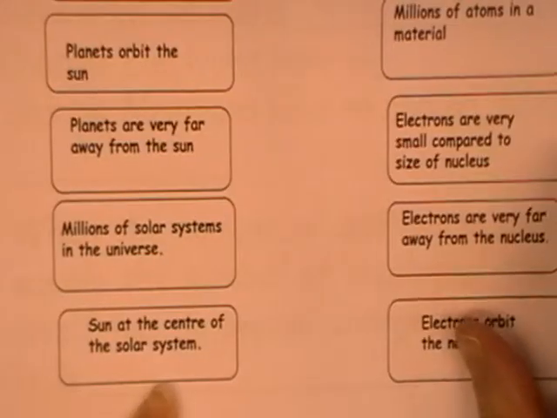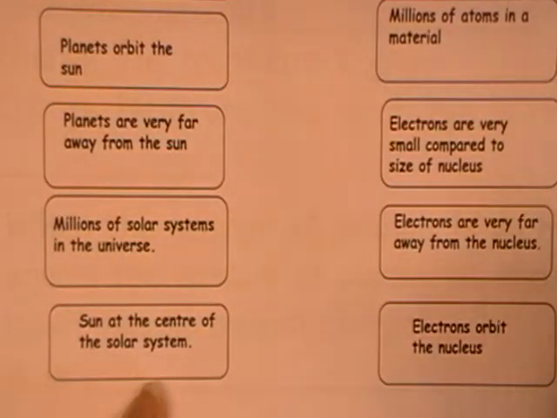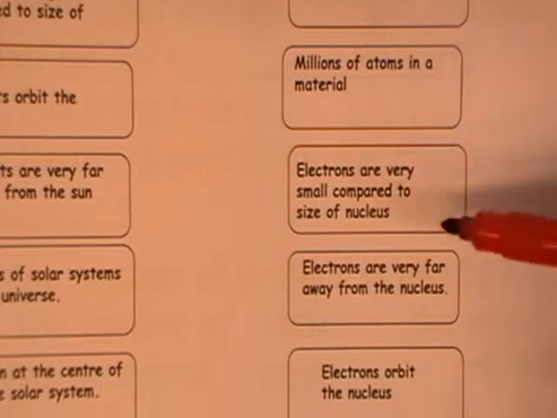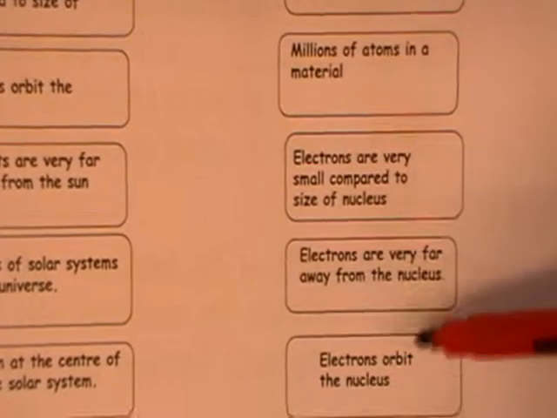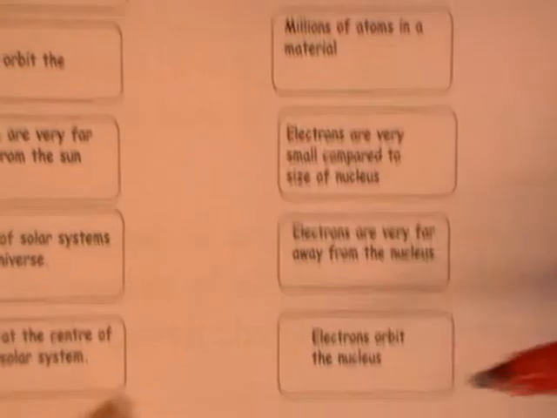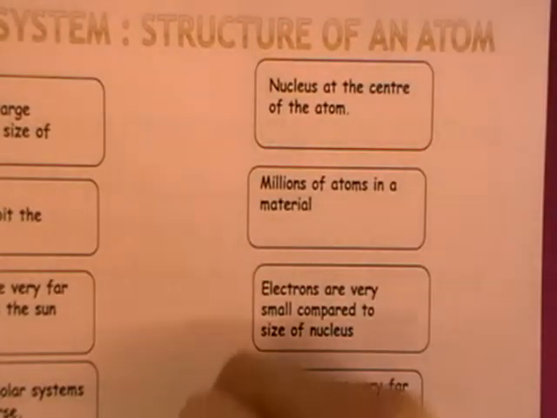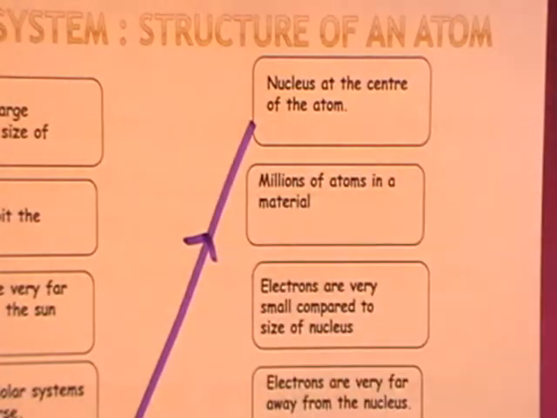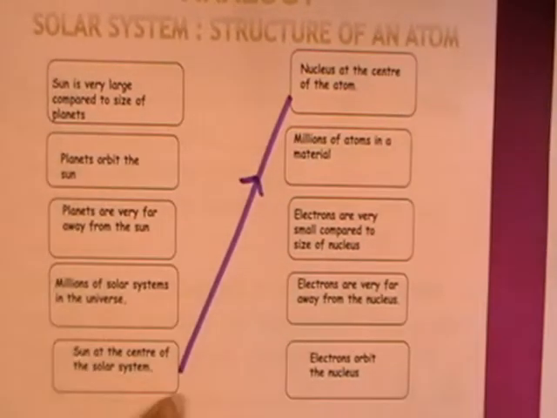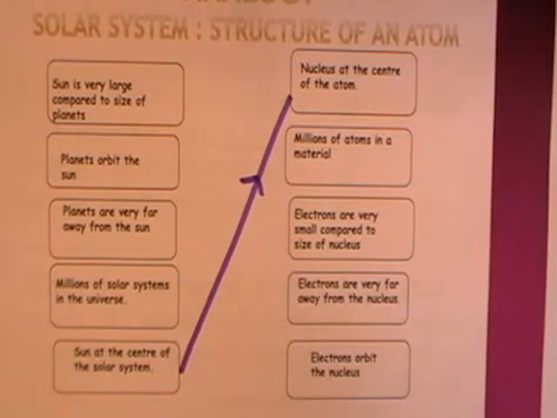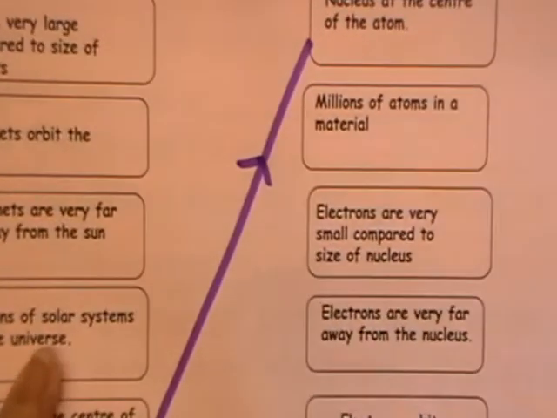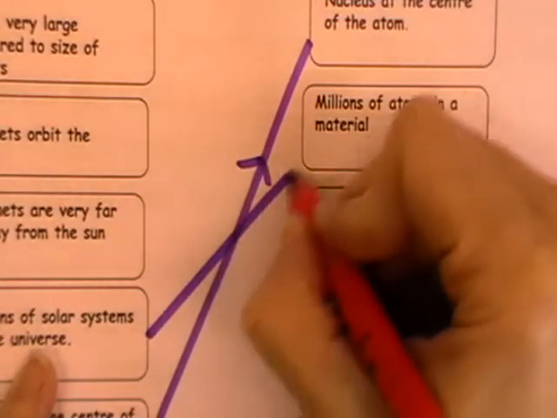So we'll start with the bottom one here, the sun at the centre of the solar system. And you can see up on this side we've got the nucleus at the centre of the atom, millions of atoms in the material, electrons very small compared to the size of the nucleus, electrons very far away from the nucleus, and electrons orbit the nucleus. So the sun at the centre of the solar system and the nucleus at the centre of an atom are connected to each other. The next one, millions of solar systems in the universe, and you can see there are millions of atoms in a material, so those two go together.